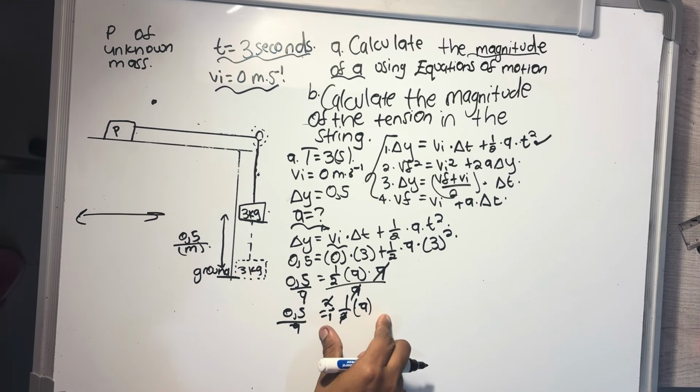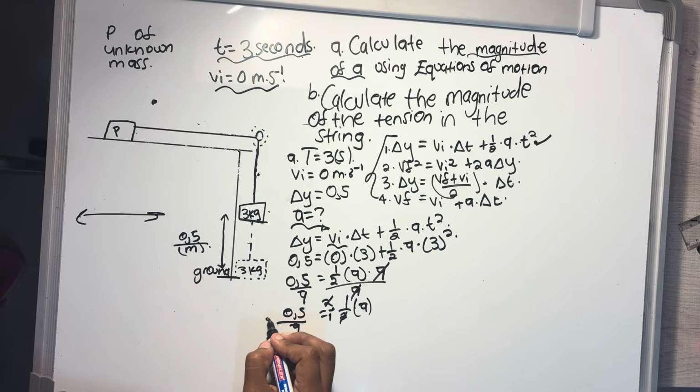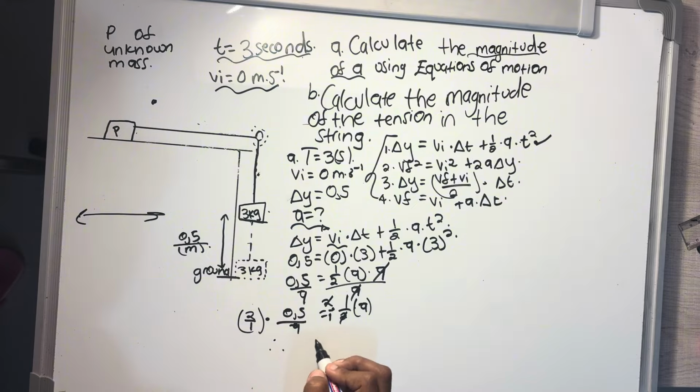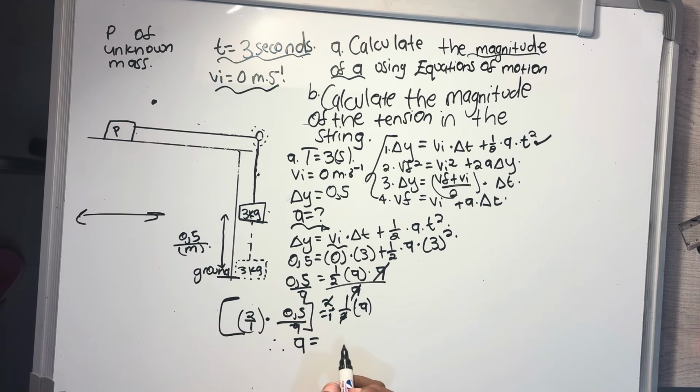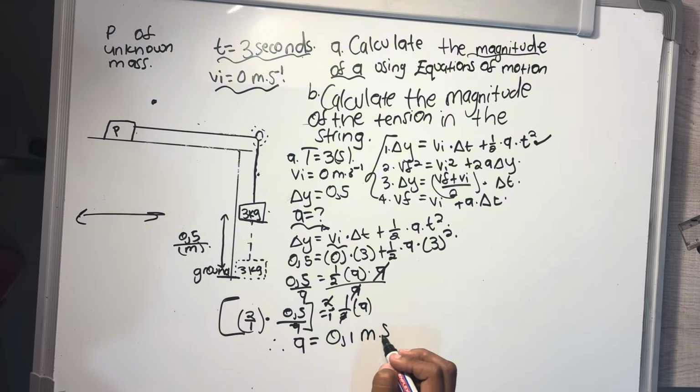And remember, what you do here, you also have to do to this side. So we'll multiply this side as well by 2 over 1. So you'll have, therefore, a equals, if you put all of this into your calculator, 2 times 0.5 divided by 9, which is just 0.1 meters per second raised to the power -2. Right? This is your acceleration.